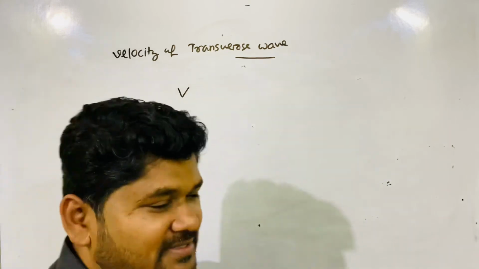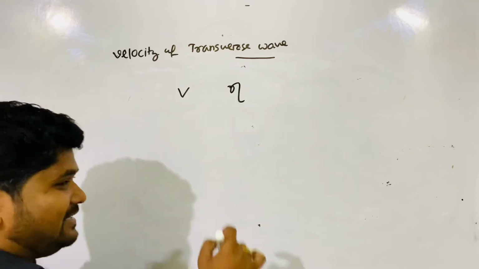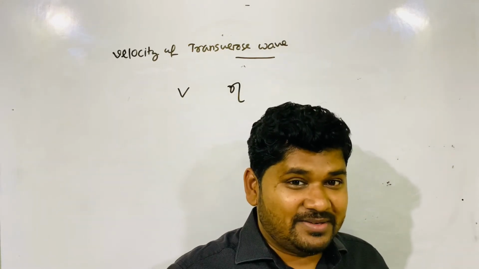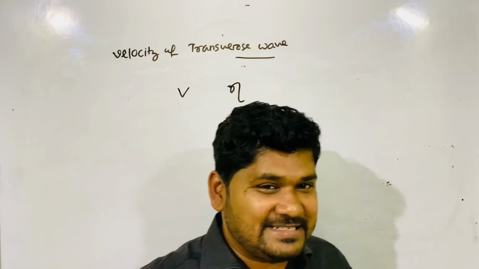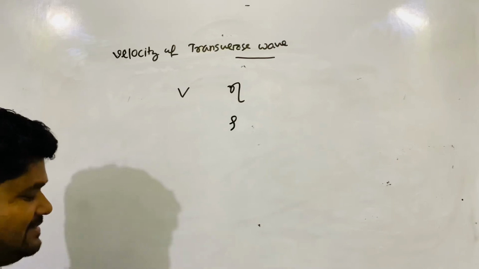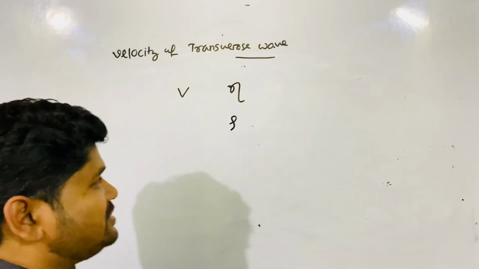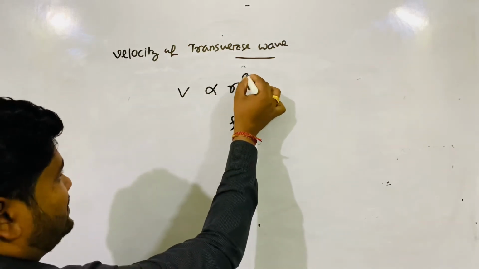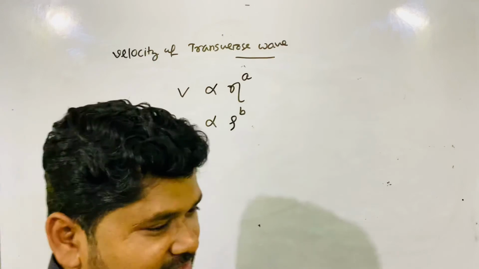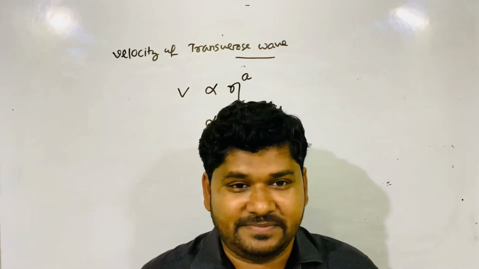Rigidity modulus. It depends on rigidity modulus, eta. Just recall eta, which you had read in the elasticity chapter. And the density. Density means volume density, mass by volume. So velocity of transverse wave in a solid medium depends on rigidity modulus and on density.